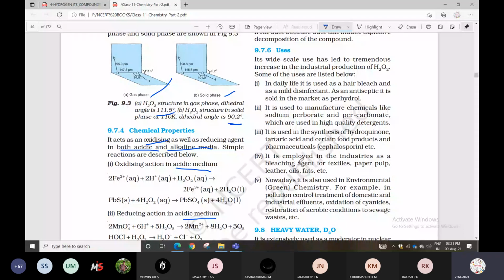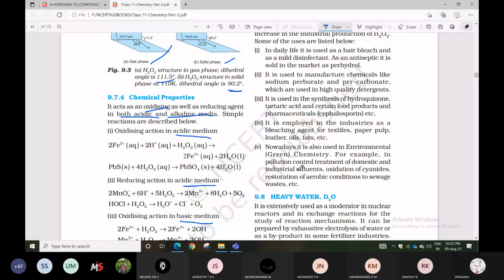Nowadays, it is also used in environmental chemistry, for example in pollution control, treatment of domestic and industrial effluents, and oxidation of cyanides. So many uses we have. Once again, I will explain about hydrogen peroxide and another material.